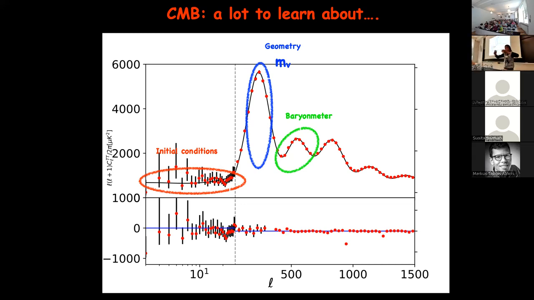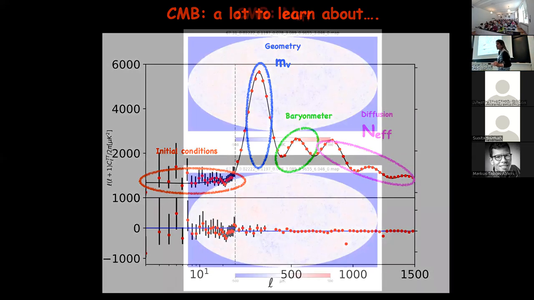So the number density of baryons changes the relative height of this peak with respect to the first one, okay? So we have measured with really exquisite precision omega_b h squared from the second peak. And the larger, the higher peaks will be sensitive to N_eff. These peaks are those that are going to tell us about N_eff.